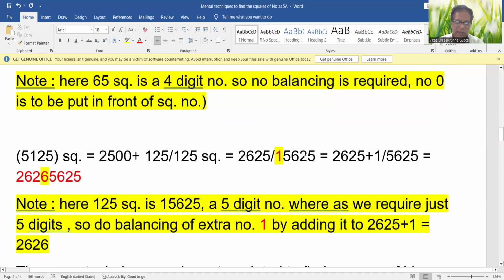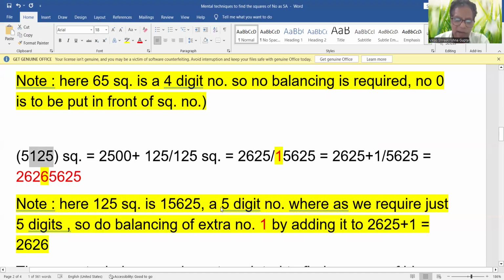So this is a very simple technique. And now I show you the square of 125, 5125. Now 5 square is equal to how much? 2500, because I need a 4-digit number. I simply add this a part, means 125. It becomes 2500 plus 125, it was 2625. Then I write down the square of 125.